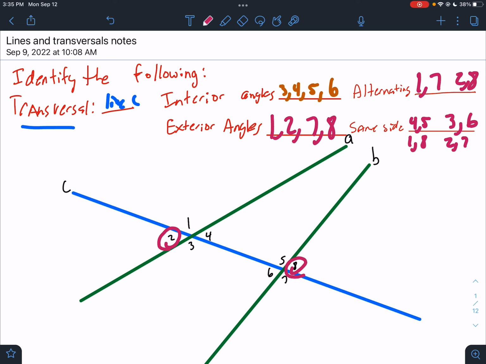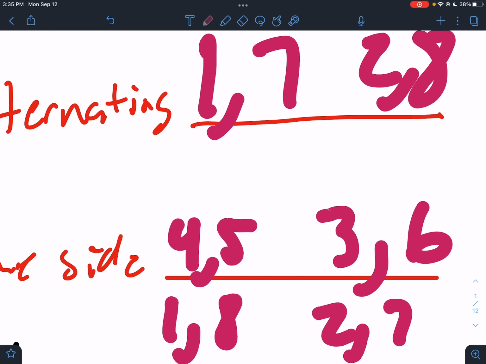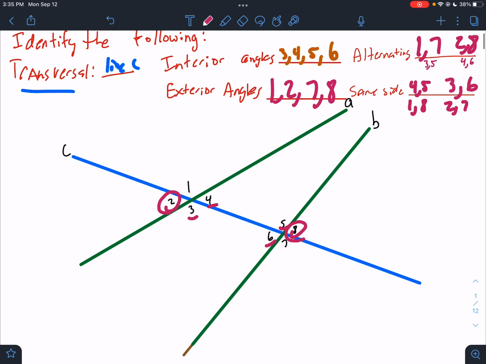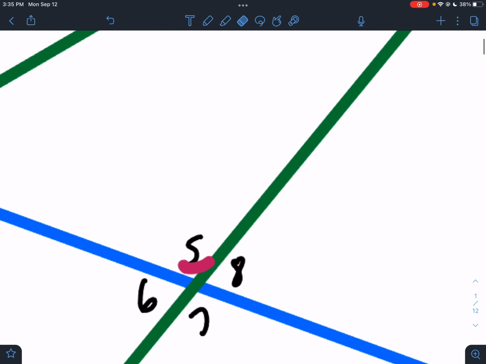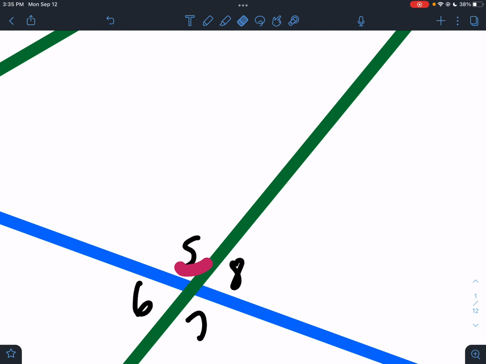And then those are on the outside. How about on the inside? 3 and 5, 4 and 6. So I don't have a lot of room here, but 3 and 5 would be an alternating pair. 4 and 6 would be an alternating pair. So you notice, maybe you were thinking this, I left out some stuff on all of these lists that you might think should be on the list.